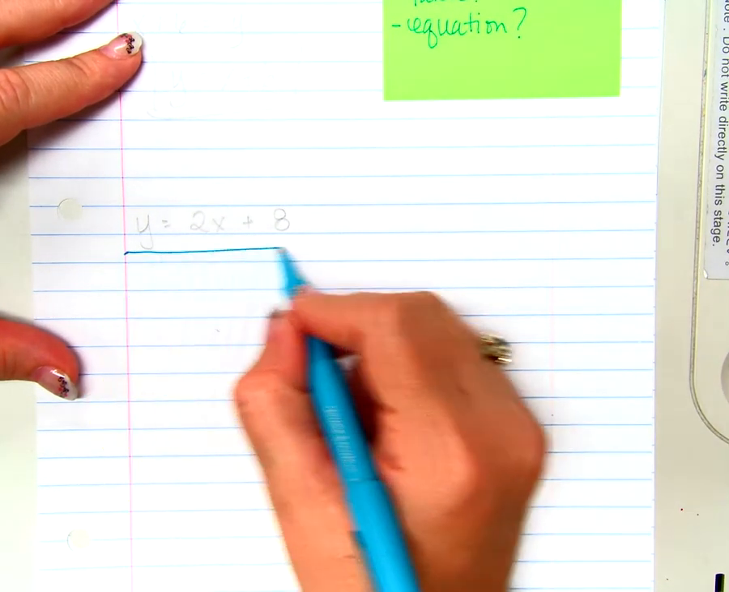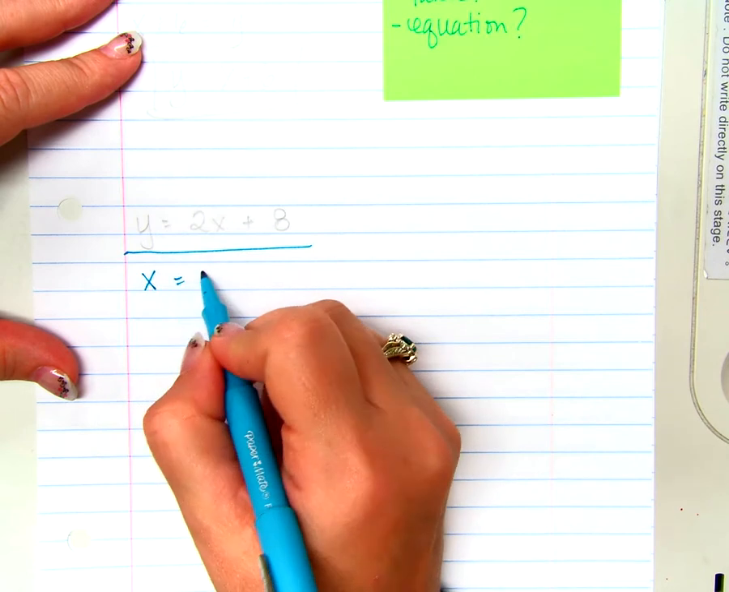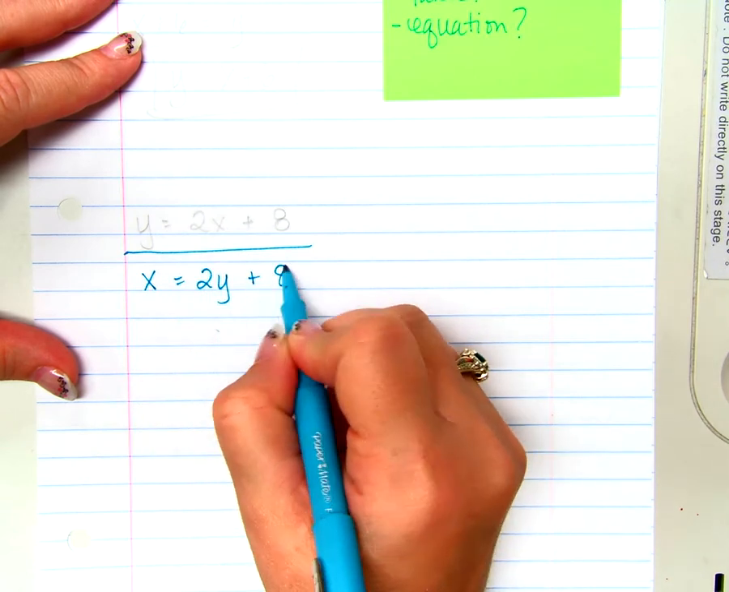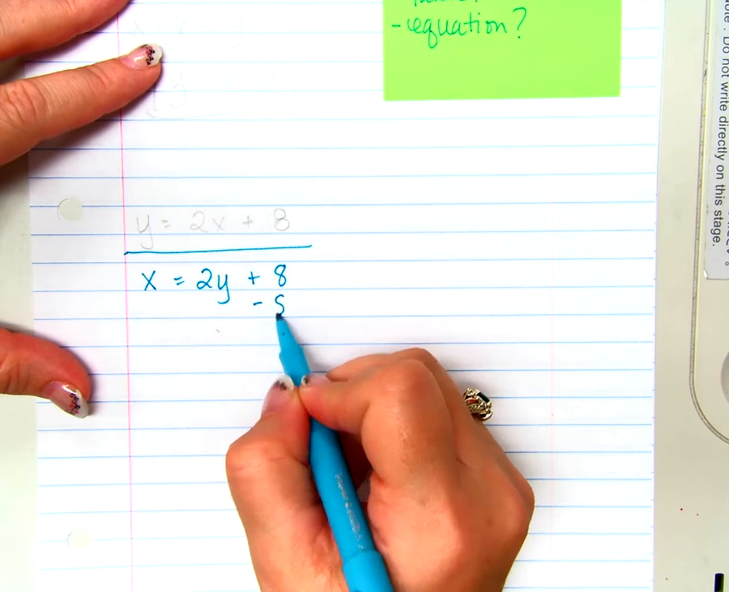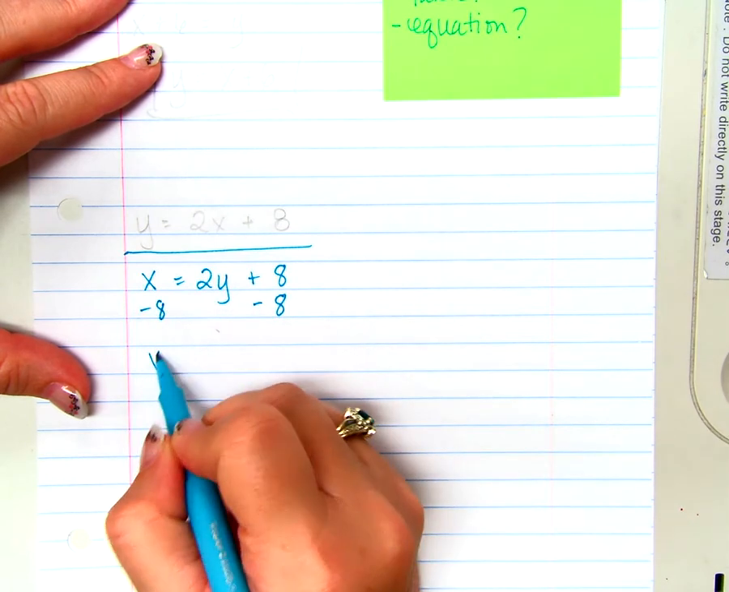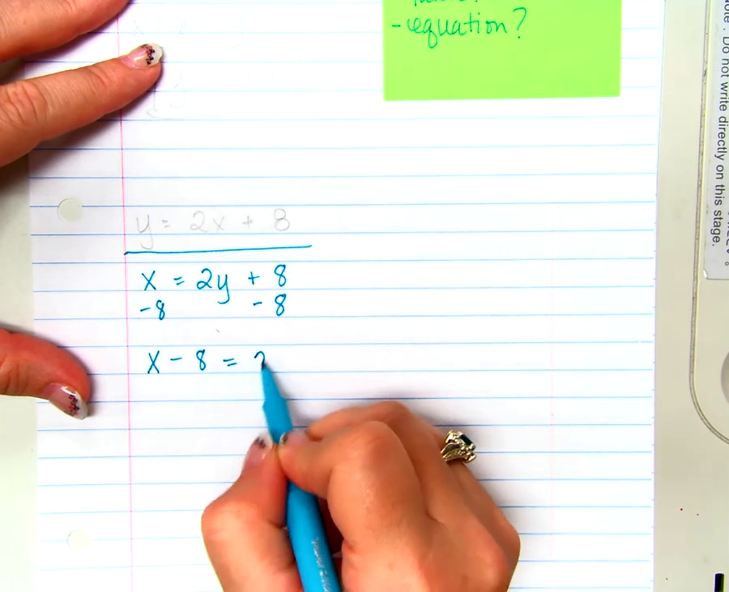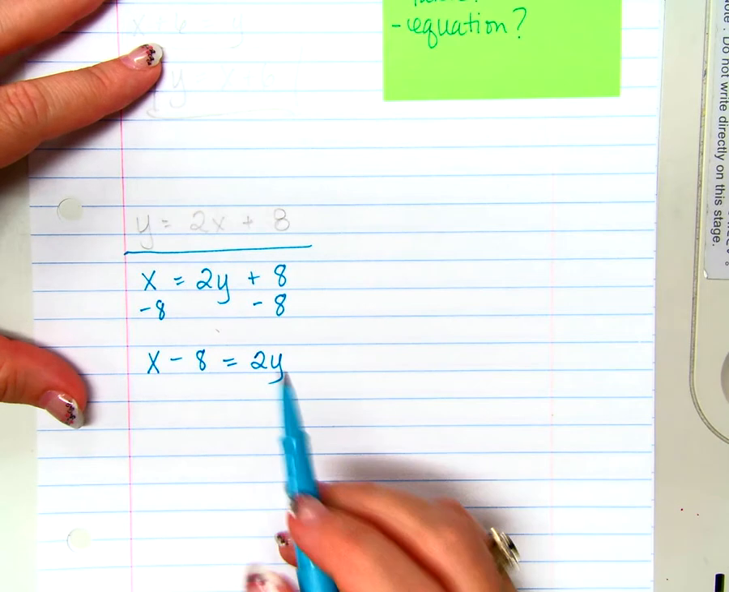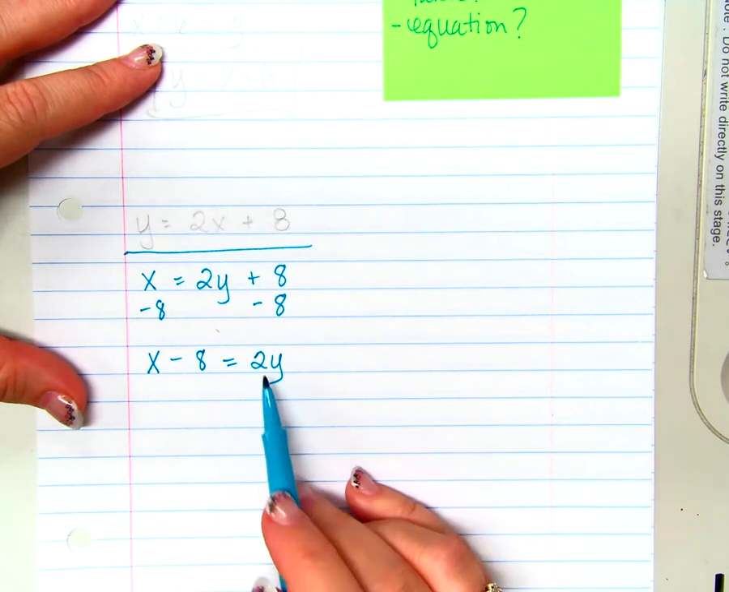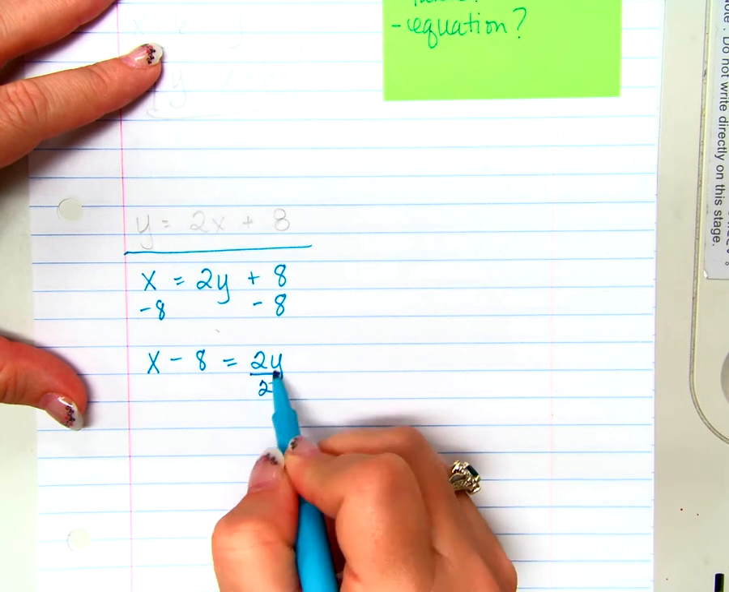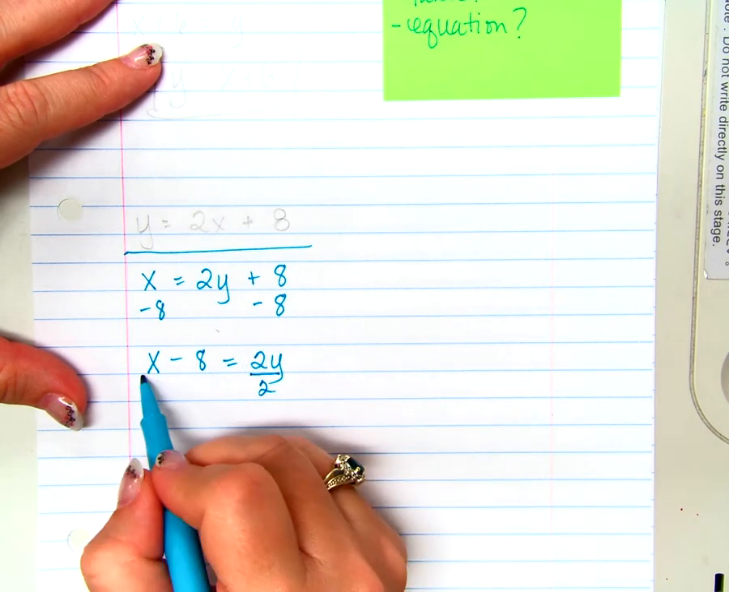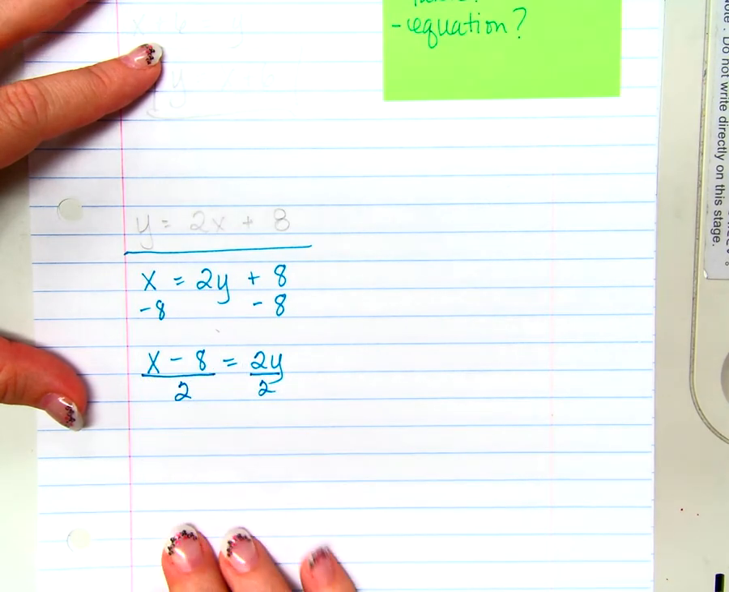Well, first, let's switch x and y. And now let's solve for y. Well, first I have to subtract 8 from both sides and get x minus 8 equals 2y. How do I get y by itself? What's the 2 doing to the y? It's multiplying, so I divide. If I divide this side by 2, I also have to divide this side by 2.